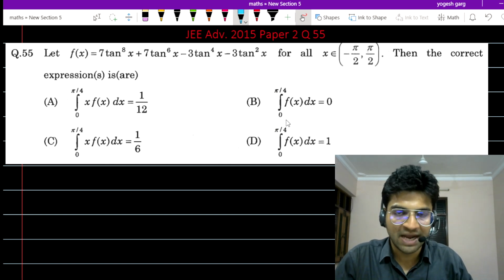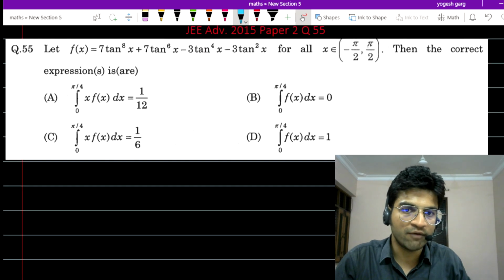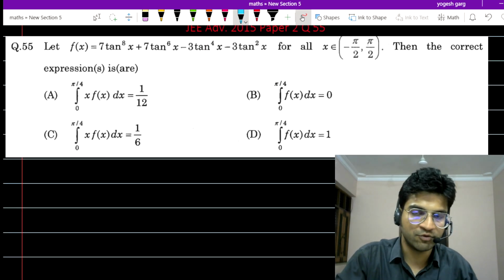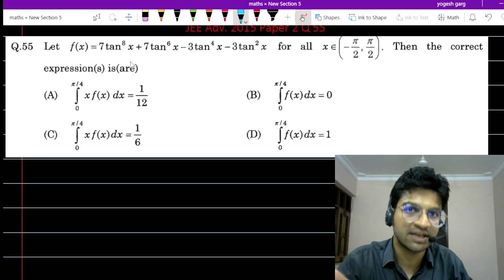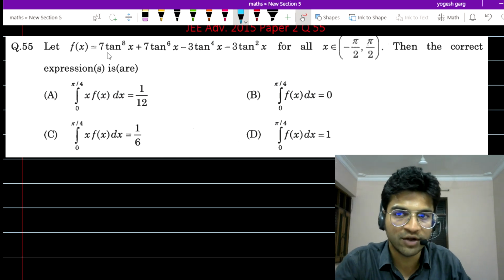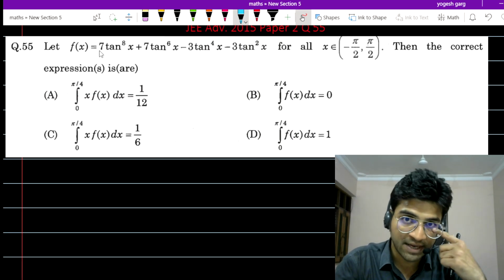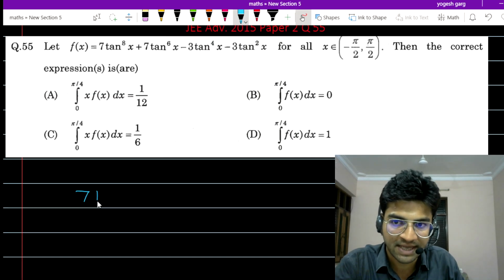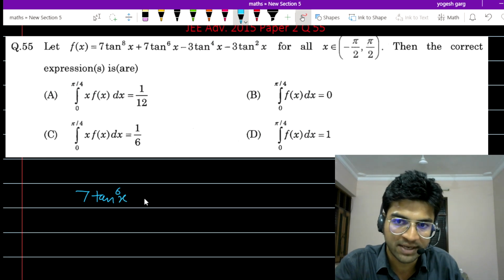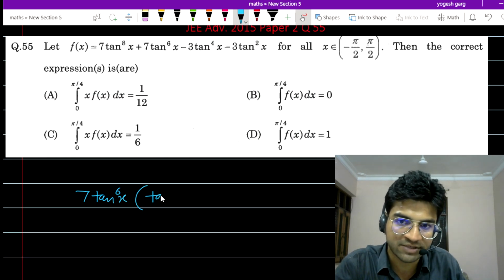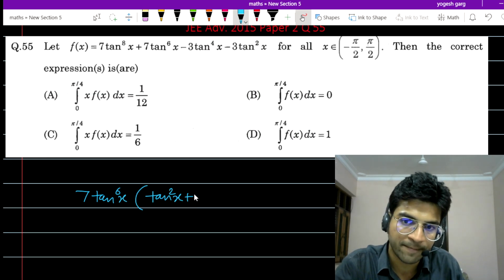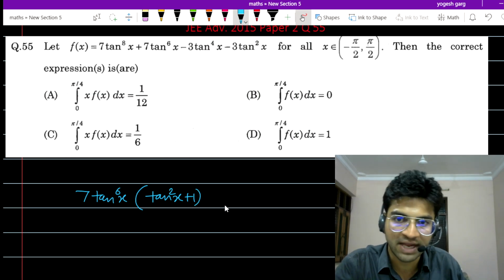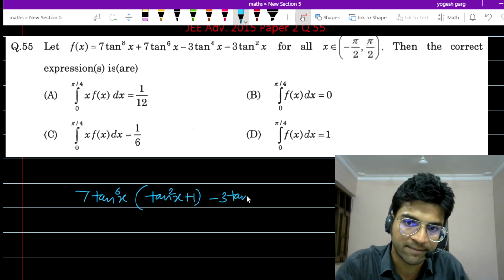You have this B and D. What are they? The integral of f(x) dx from 0 to π/4. Now, if you look at f(x) carefully, from the first two terms we can take 7 tan^6 x common, and we will get inside it tan^2 x + 1. Then from the third and fourth terms take -3 tan^2 x common, so you will get tan^2 x + 1 again.